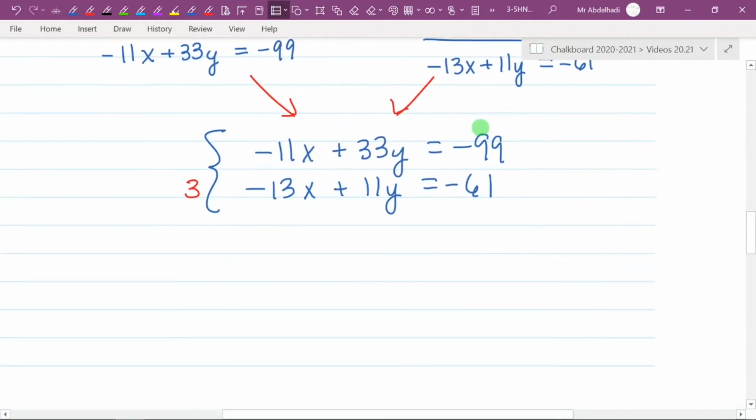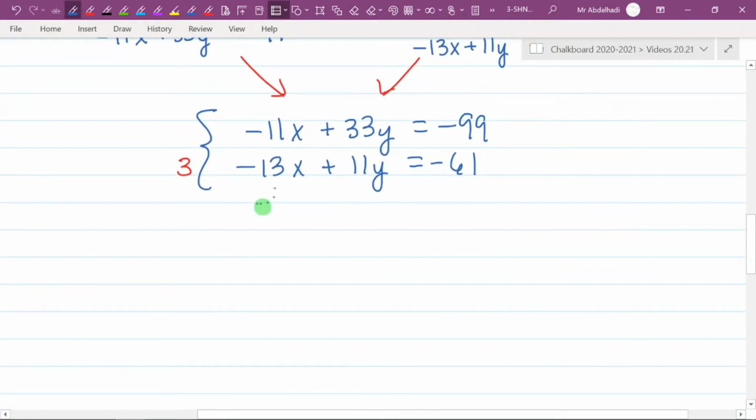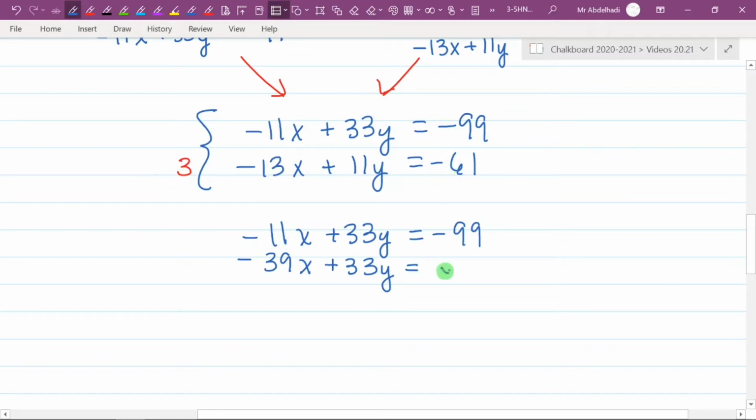So that's the game here. We're going to do regular elimination now. This is from Algebra 1 now. The top line doesn't have to change because it's already good. The bottom line becomes negative 39x plus 33y equals negative 183. Problem is they're both positive here. So in case you weren't paying attention, you try to cancel these out. That doesn't work. So I actually made an intentional mistake here.